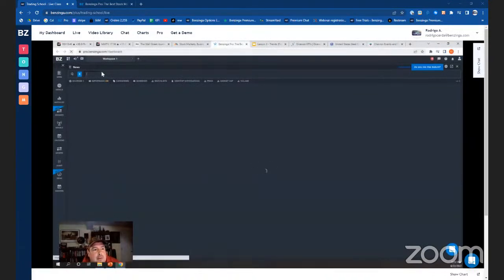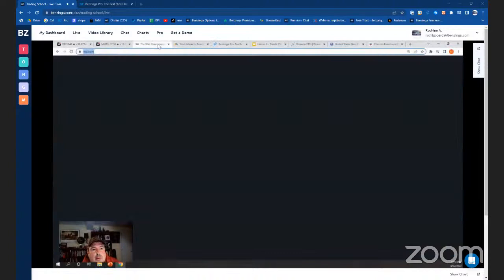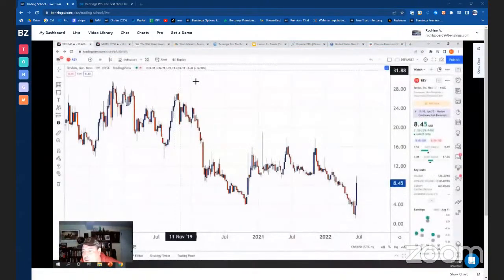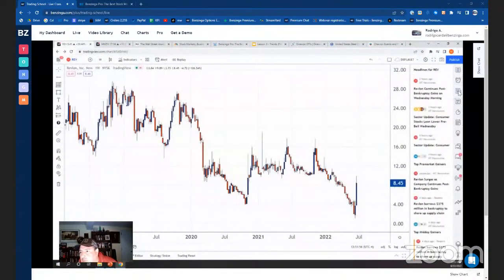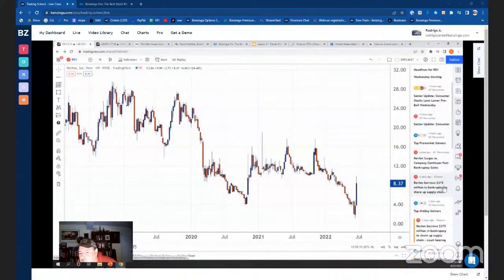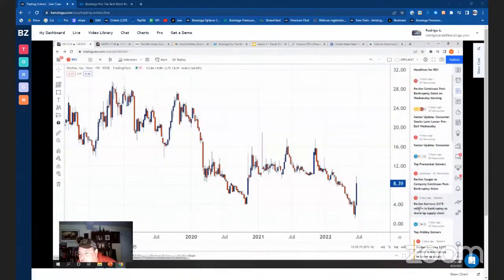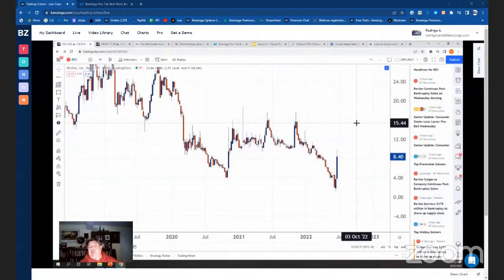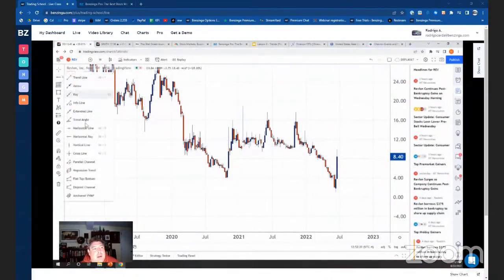All right, so Revlon. The story going around is that they're going to get taken over. Revlon borrows money to shore up supply chain. That's a little frightening. Well, all right, let's think about this though. There's a good chance there's going to be resistance here.